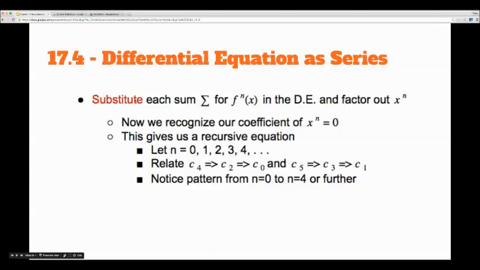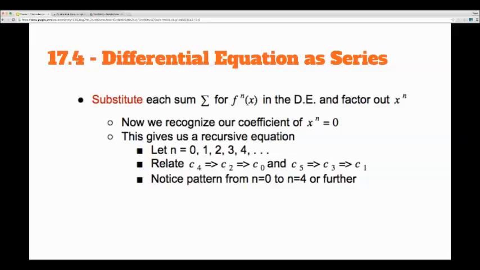Substitute each sum for any derivatives in the differential equation, and then we factor out x to the n, assuming that we kept x to the n as is and we didn't tinker with it, and we kept our intervals nice and neat so that we could combine the coefficients into one series. By that I mean consistent. It can be 0 to infinity, or 2 to infinity, or 4 to infinity, or whatever. But as long as each component of the differential equation's intervals are all the same, then you can combine.